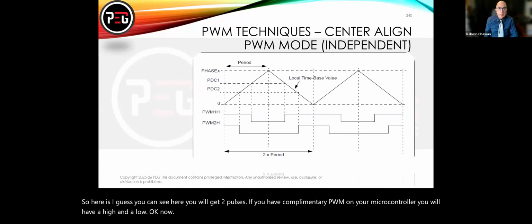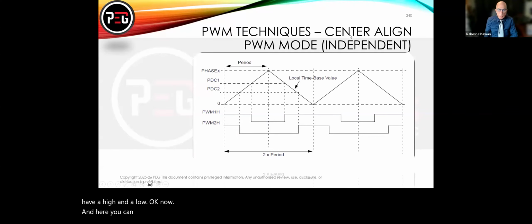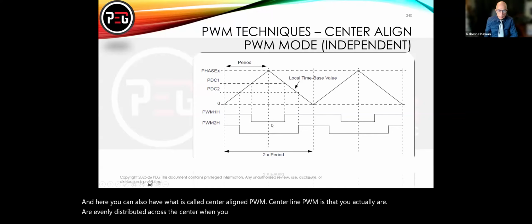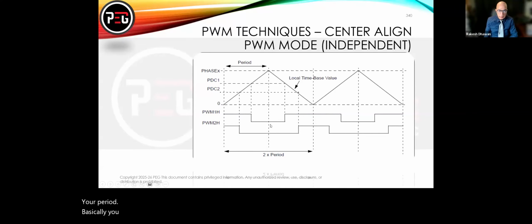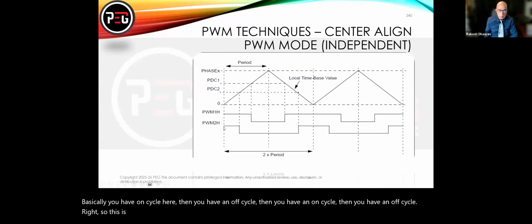Now here you can also have what is called center aligned. Center aligned PWM is where the pulses are evenly distributed across the center when you generate a PWM signal. Here you can see how that is generated. Now in your period, you have an on cycle, then an off cycle, then an on cycle, then an off cycle, right? So this is PWM1, this is PWM2.